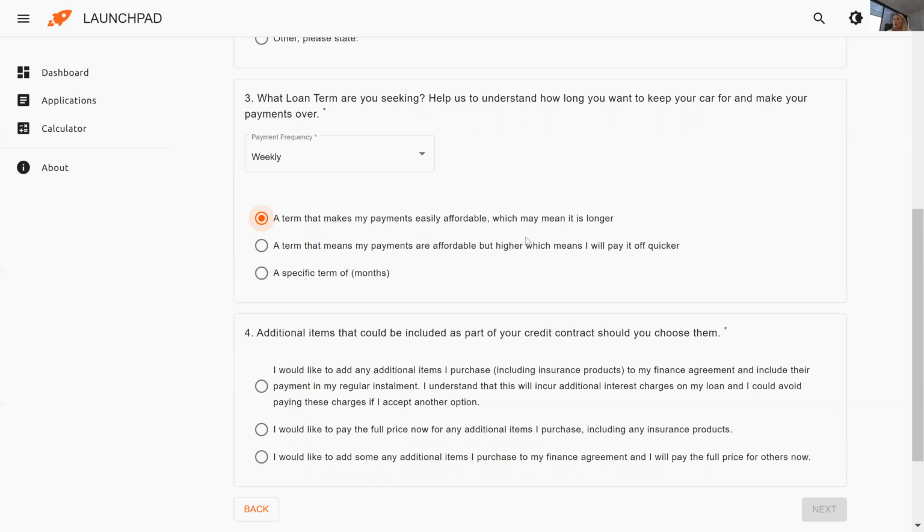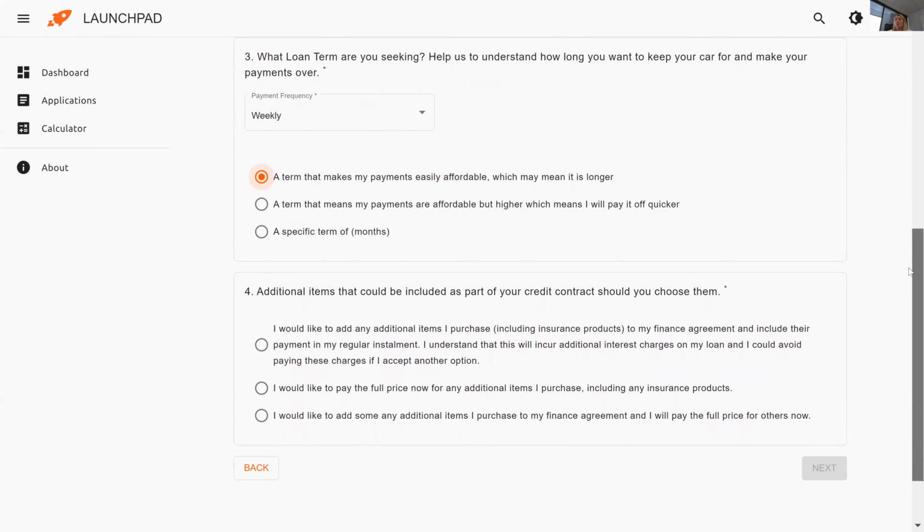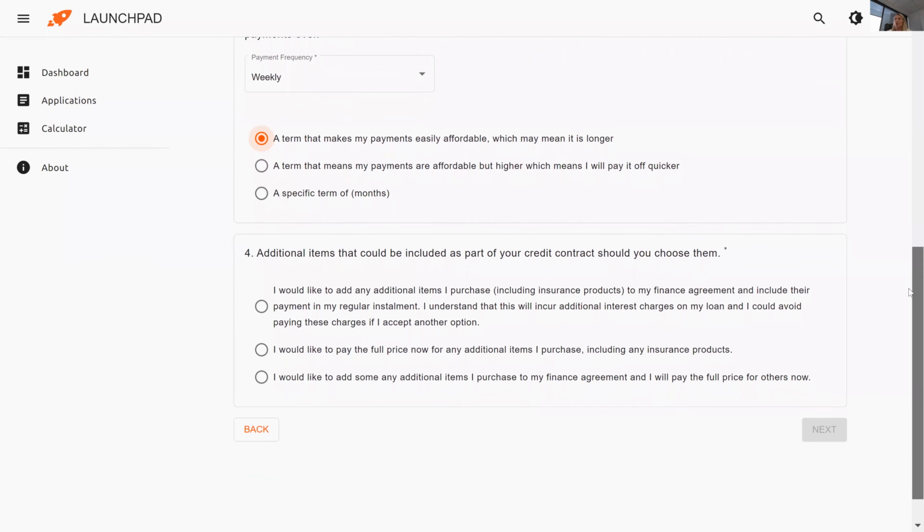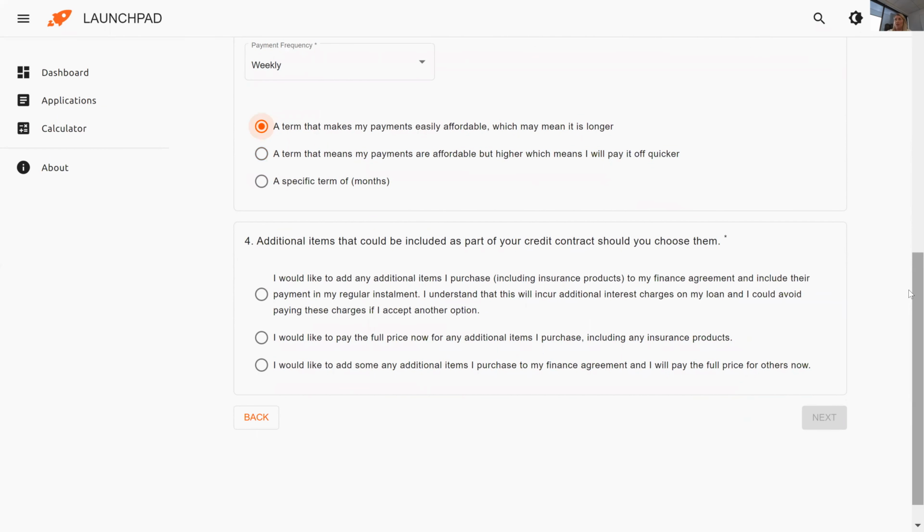Additional items that could be included as part of your credit contract, should you choose them. I would like to add any additional items to purchase, including insurance products. So this one here is a really good one for, obviously, your mechanical breakdown, your CCI and your GAP. I would like to pay the full price now for any additional ones. So that's if people have cash, if they don't want any other charges on their loan other than the vehicle, or I would like to add some additional items to purchase to my finance agreement. So pick one of those. Yep, I want to add any, and next.